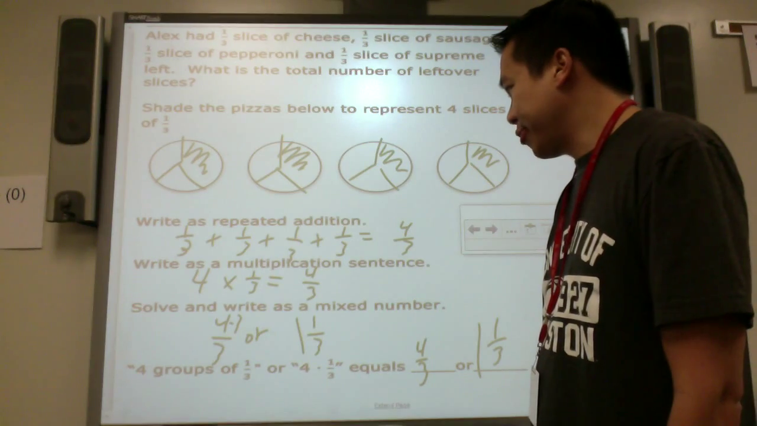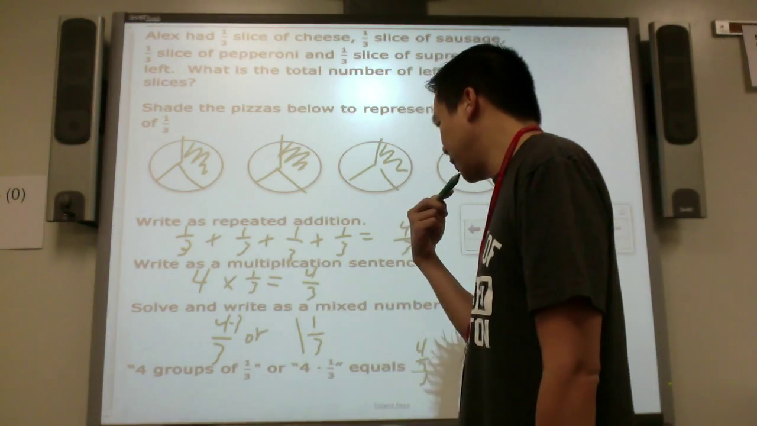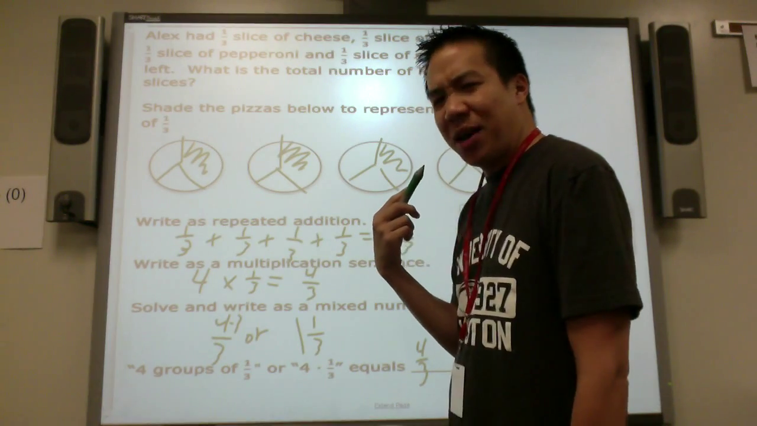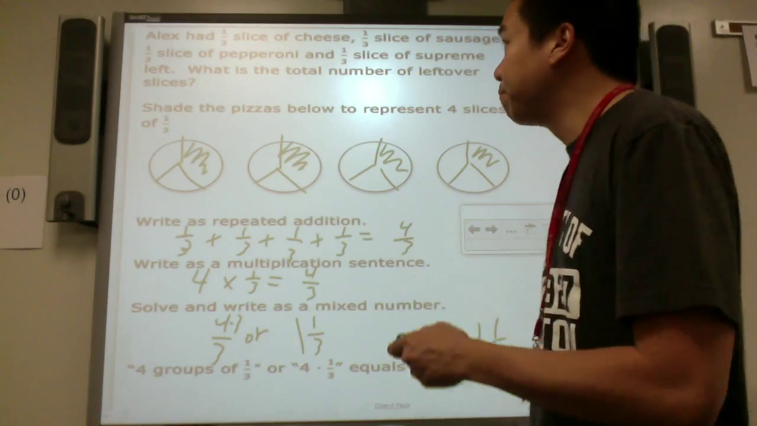I'm not sure. It's 4 times 1 is 4. 4 times 3 is 12. Is that the mathematical way of doing it? I'm not sure yet. You know what? Let's do a couple more examples and figure it out. Next one.